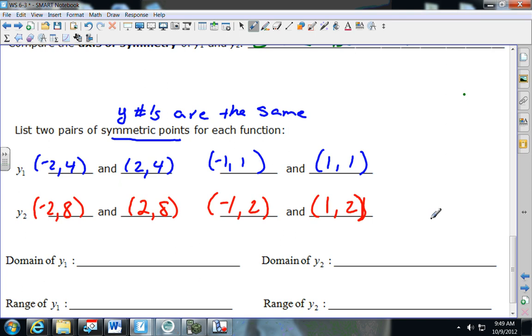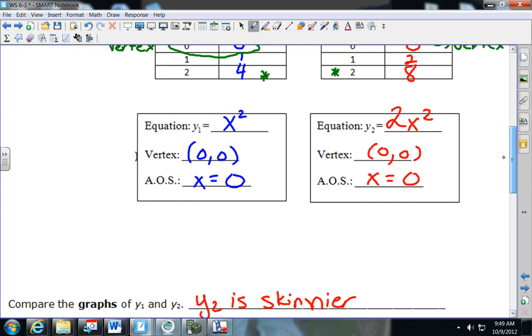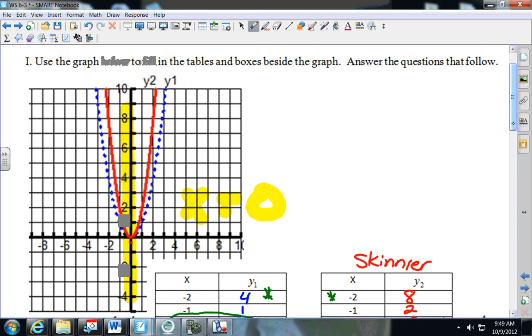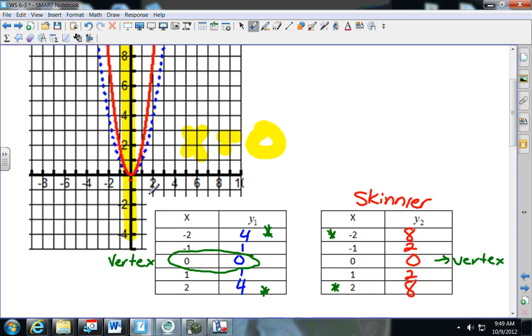Now, let's see if I can get this right in the right order. The domain of y1. What is domain, x or y? Domain is x. I would put x above domain. Range is y, so I'll put a y above range. It says the domain of y1. So if we go up here to the top, domain of y1. What are my x numbers in y1? I'm talking about the blue ones right here, the blue line. -2, -1, 0, 1, and 2.